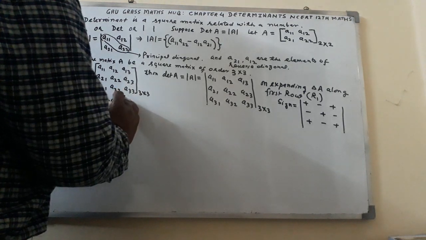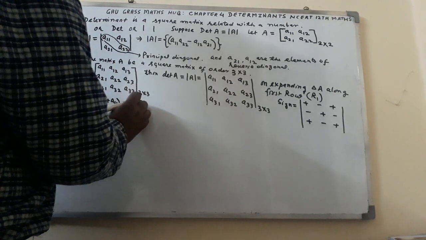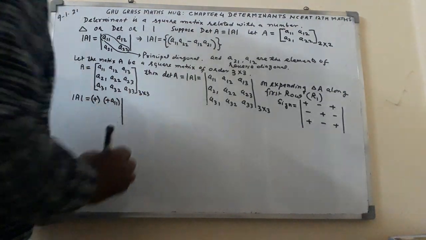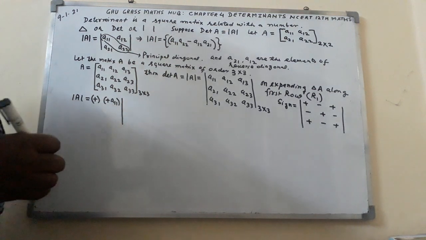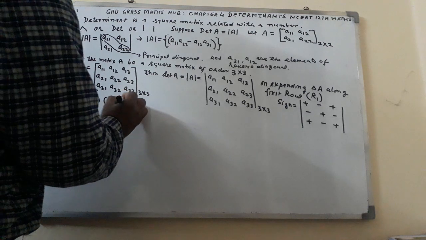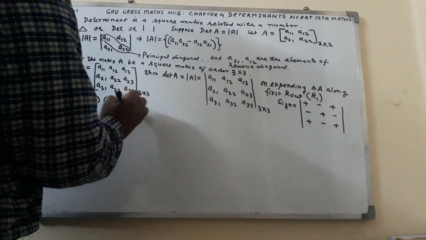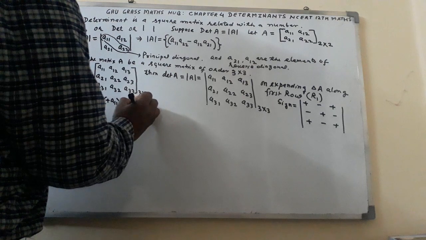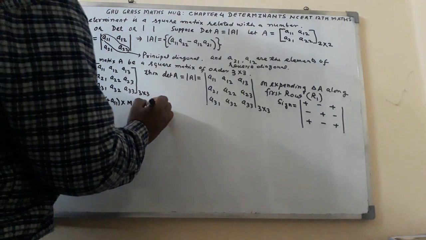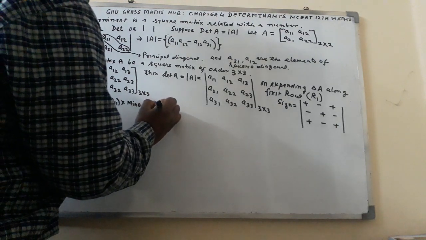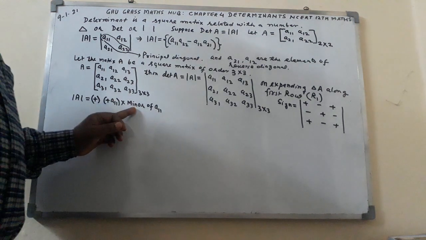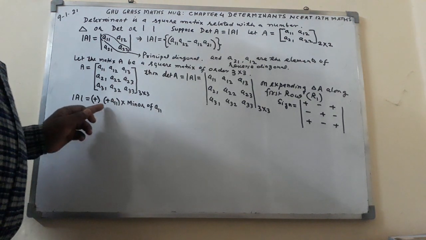After that, what will do? Into minor of A11. The minor of A11 comes out to be, don't write like this, into minor of A11. A11 का माइनर मल्टीप्लाई होगा दिस वैल्यू से.